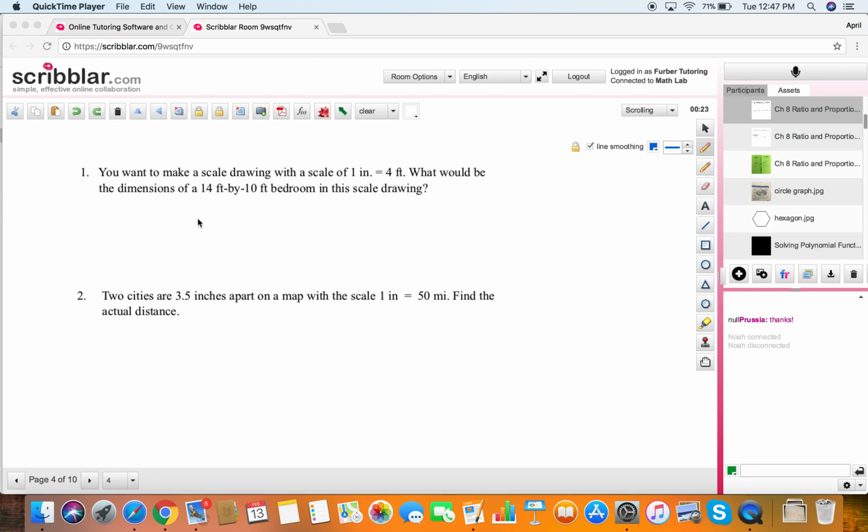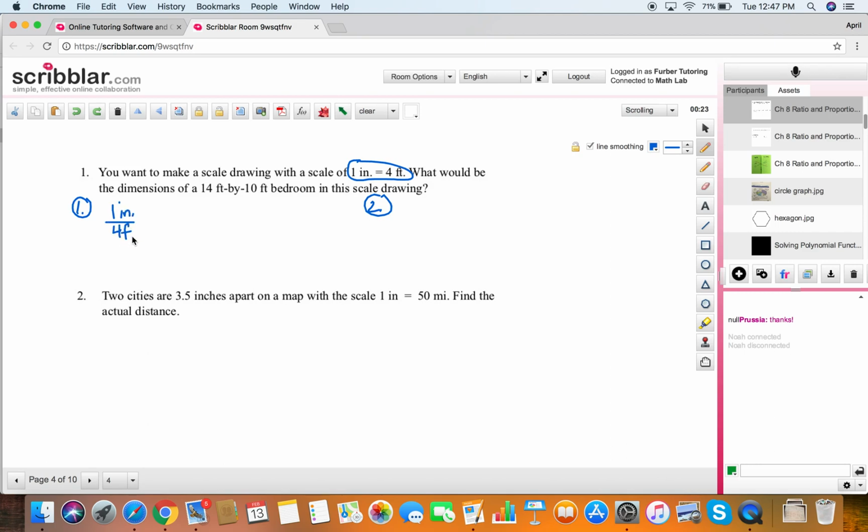So the most important thing to remember here is that this right here is one part of your proportion. The scale is one part. And we're going to have to do two separate proportions, one for the length and one for the width. So I'm going to use the 1 inch over 4 feet. And then the other side is going to be the 14 foot.